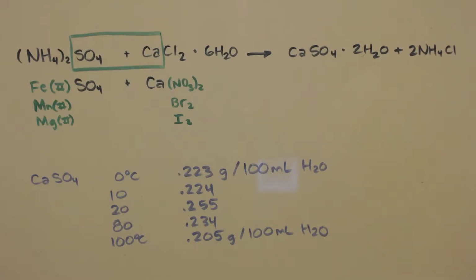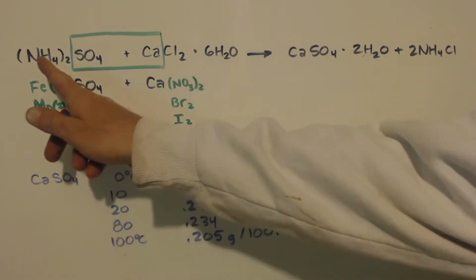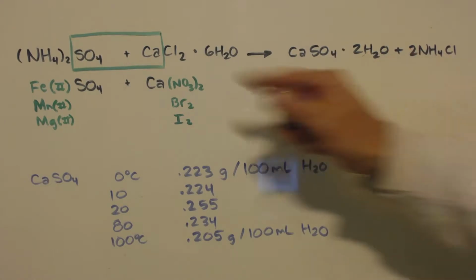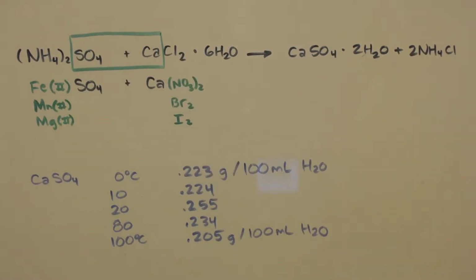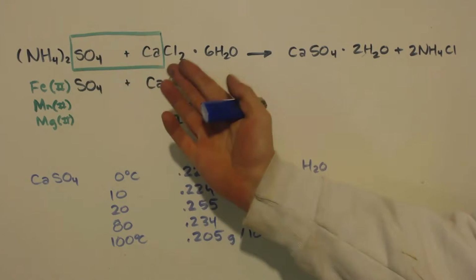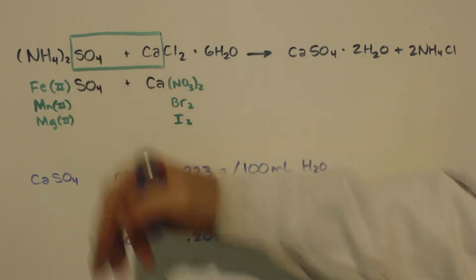But before we get into that, I want to talk a little bit, because this is an important reaction, at least to me. Here's our equation, how we're going to make it. We have some ammonium sulfate, and we just made some calcium chloride hexahydrate in the last video. That's the whole reason we made it, so we can do this reaction and talk about it. When you add these two together, this will be soluble in water, that'll be soluble in water.